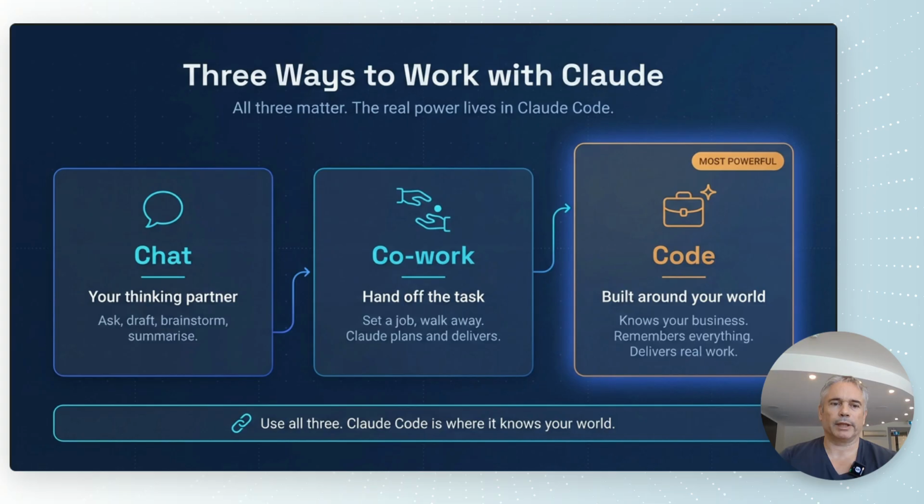So just a reminder, Claude Chat, that's kind of your thinking partner. You're able to ask and draft documents, you brainstorm, summarize, upload documents, ask questions, similar to ChatGPT and Gemini. Then we've got Co-work, and you can hand off tasks. It's got capabilities. You can connect to applications. You can plan things. It delivers. You can kind of walk away.